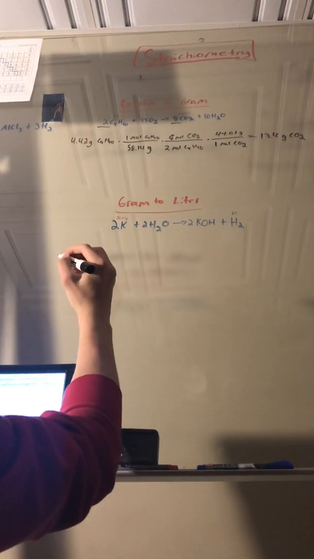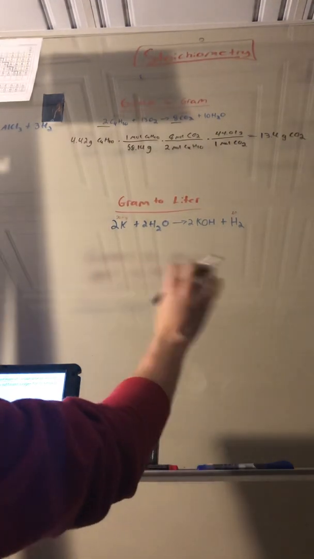That's it. Now, you can also have equations that would ask for grams to liters, or liters to grams, mole to grams. If it starts in moles to liters, that's just one less step you have to do. If it's grams to liters, it's one more.